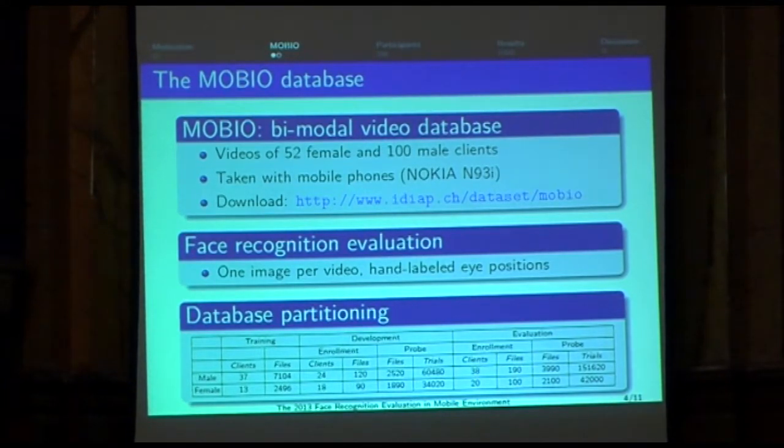And the database is partitioned in 3 different sets. The clients are split between the training set, the development set, and the evaluation set. And there are 2 evaluation protocols depending on the gender. One is the male protocol, where only male clients are compared, and one is the female protocol, where only females are compared.